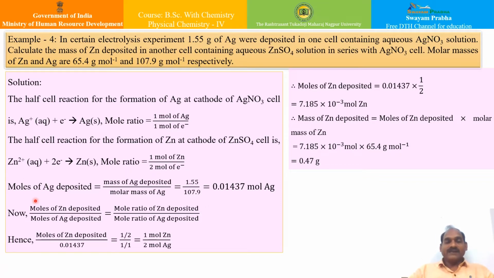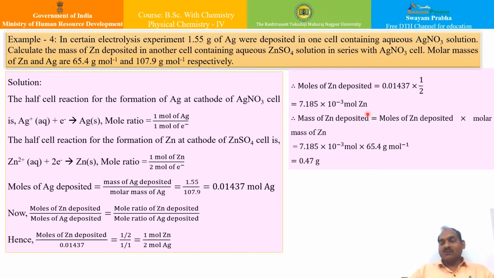Now from Faraday's second law of electrolysis, I have this relation: moles of zinc deposited upon moles of silver deposited is equal to the mole ratio of zinc upon the mole ratio of silver. Or in other words, I can put the equivalent weight of zinc upon the equivalent weight of silver. If I represent this equation in terms of mole ratio, moles of zinc deposited is equal to 1/2 upon 1/1 multiplied by 0.01437. So the moles of zinc deposited is 0.01437 multiplied by half, which comes out to be 7.185 into 10 to the power minus 3 moles of zinc.